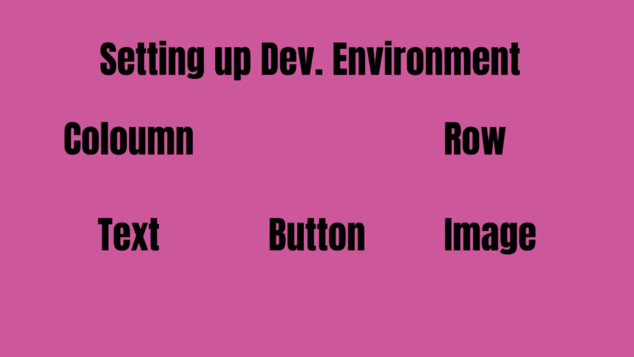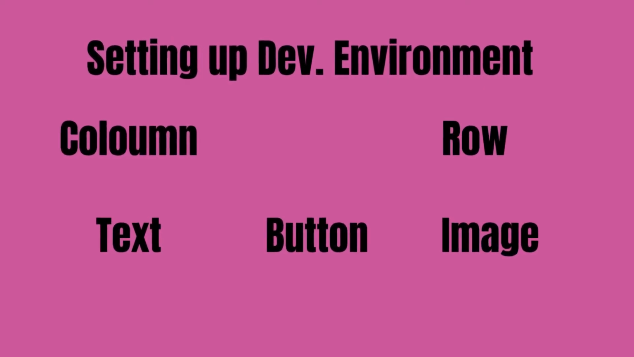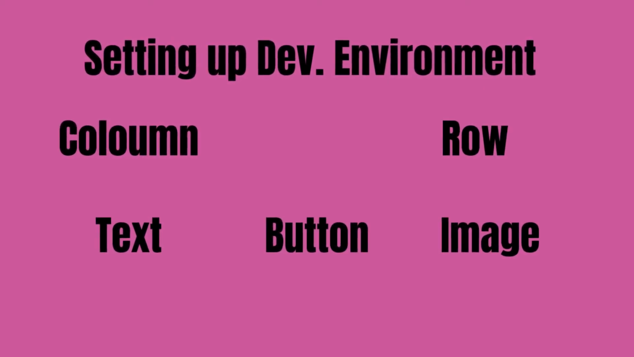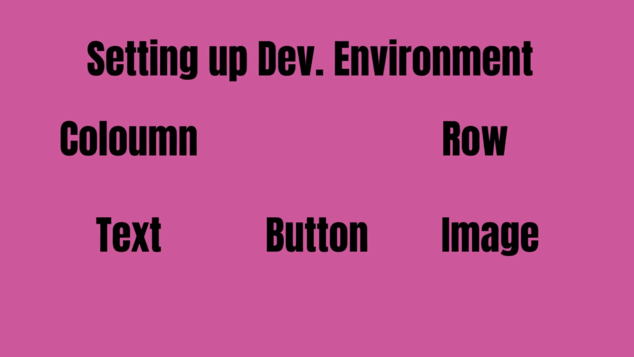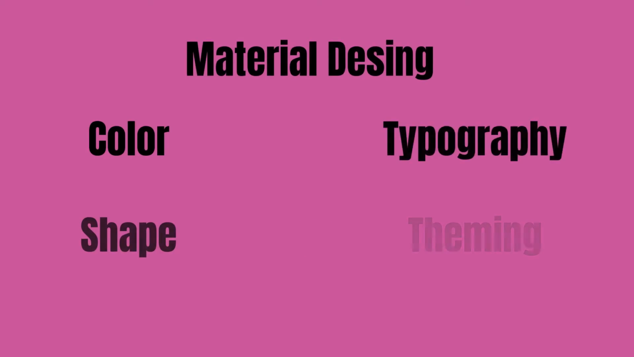So we will start with basics of Compose. We will start with setting up our development environment. Then we will build some basic Compose components like text, button, toast. Then we will learn how to build layouts in Jetpack Compose. After that, we will learn how to use material design in Jetpack Compose. Things like colors, shape, typography are part of material design. So we will learn how to apply all this stuff in our project.